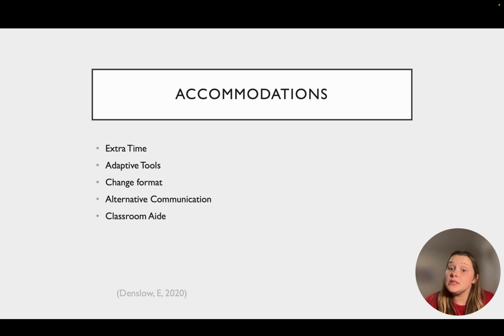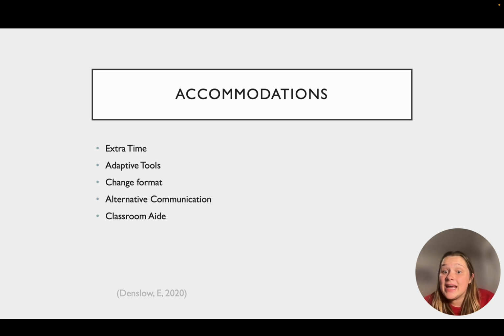Accommodations. Children with CP may need some accommodations. They may need extra time on assignments, and extra time to process and to get places around the school. And some children with CP have adaptive tools. So those are like walkers, wheelchairs, crutches, braces, that type of thing. So it is important to keep the classroom clean and clutter-free so that everyone can get around.